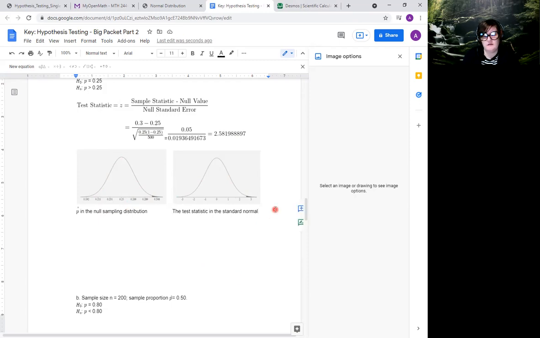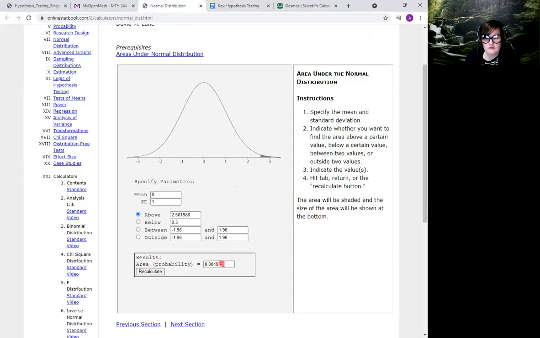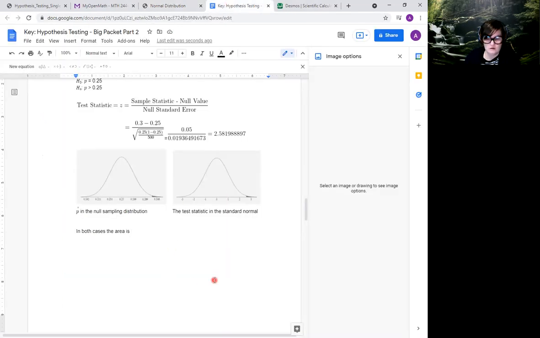So in both cases, what's our area? 0.0049. And that is your p-value. This is the p-value.